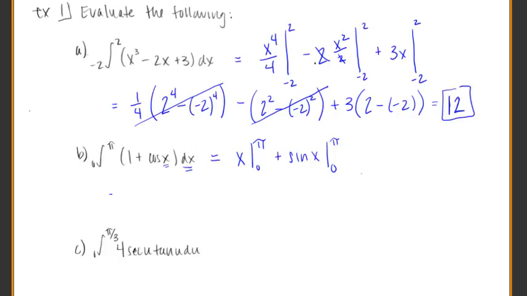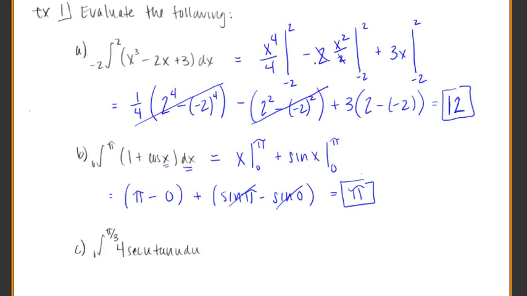So in each case, we're going to plug in the upper bound to the variable. So I'm going to plug in pi into the x, minus the lower bound plugged in, and then plus sine of the upper bound plugged in, minus sine of the lower bound plugged in. Well, sine of pi is 0. Sine of 0 is 0. So it looks like your answer here for the area under the curve between 0 and pi is just going to be pi.